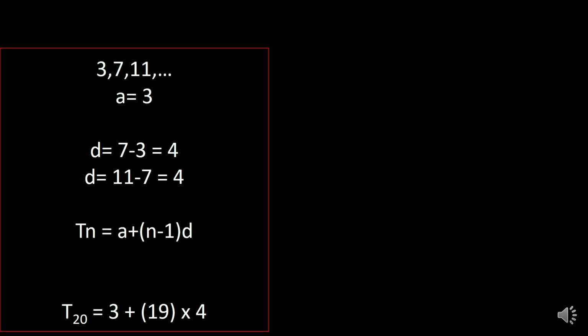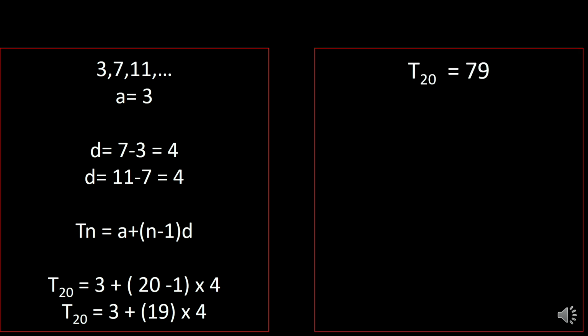Since I know the value for D and the value for A, the next step is to write out the nth term formula, which is T subscript n is equal to A plus open bracket n minus 1 close bracket D. Here n is the nth term, but since we are looking for the 20th term, I will replace n with 20, and the 20th term is now equal to 79 if you use your calculator to solve it.